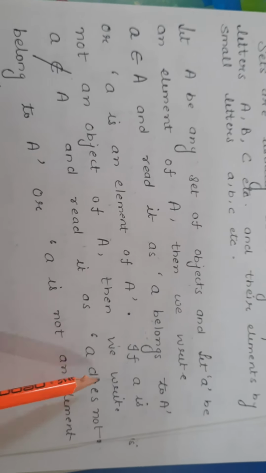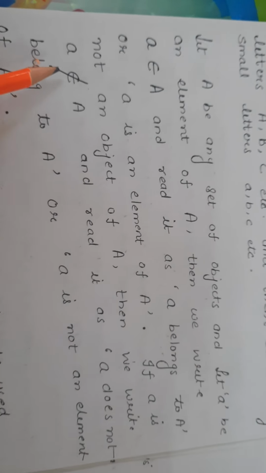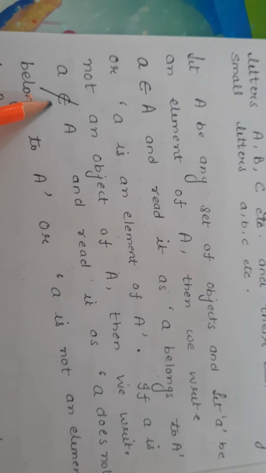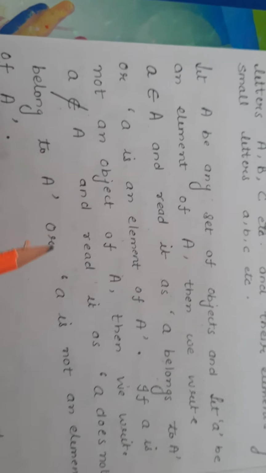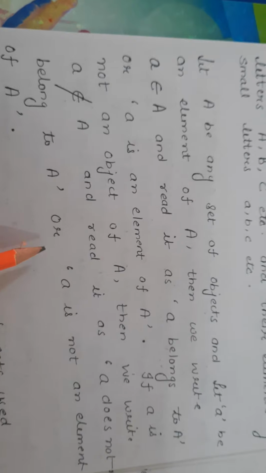If a is not an object of set A, then you will write this symbol. This symbol denotes 'does not belong to'. Right? So you will read this as a is not an element of set A.